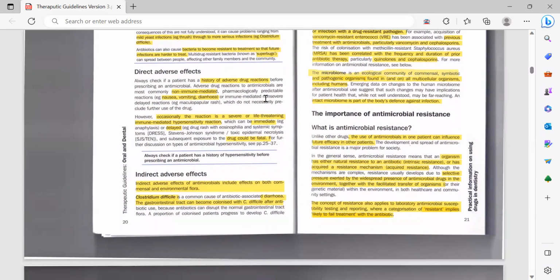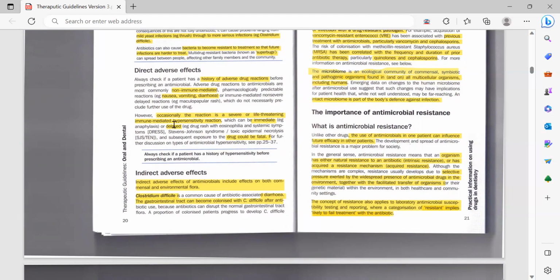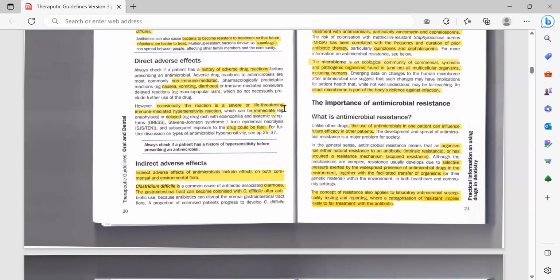And then there are immune-mediated non-severe delayed reactions, like sometimes a rash can occur on the patient's body, which is not very dangerous, but it can occur. However, occasionally the reaction is severe or life-threatening immune-mediated, like anaphylaxis, or the delayed ones, which are drug rash with eosinophilia and systemic symptoms, Stevens-Johnson syndrome, toxic epidermal necrolysis, and subsequent exposure to the drug could be fatal.